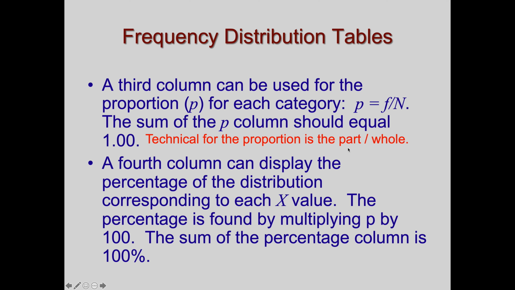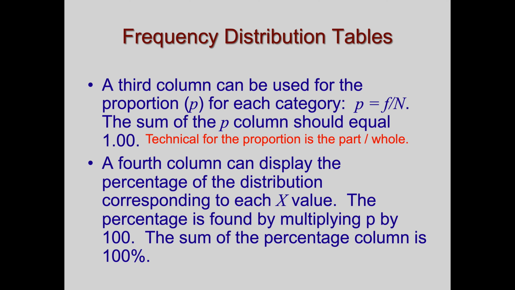This is a bunch of technical talk for the proportion is the part over the whole. And that goes back to elementary school percents. The proportion, P, is the part, the specific frequency, like there were 4 15s, there were 0 16s, there was 1 17, out of the total number of them. So the proportion for the 15s would be 4 out of, I think there were 18 scores, so 4 out of 18. For the 16s, it would be 0 out of 18. For the 17s, it would be 1 out of 18.